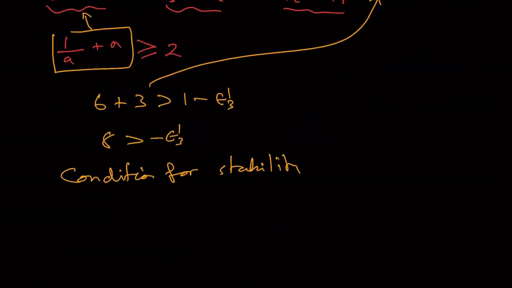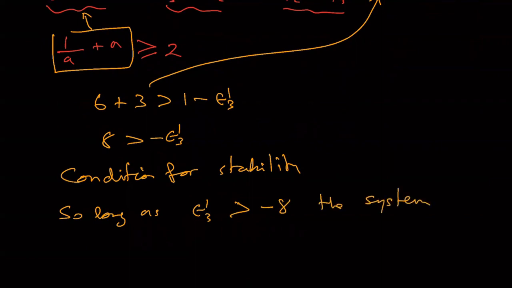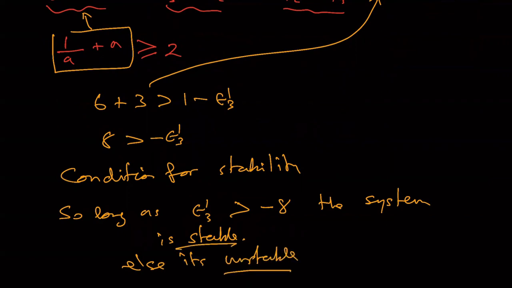And basically it tells us that so long as epsilon_13 is greater than minus 8, the system is stable. Else, it's unstable. Okay. So that's basically the condition for a 3-state variable.